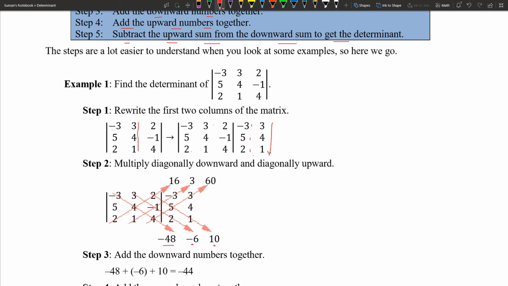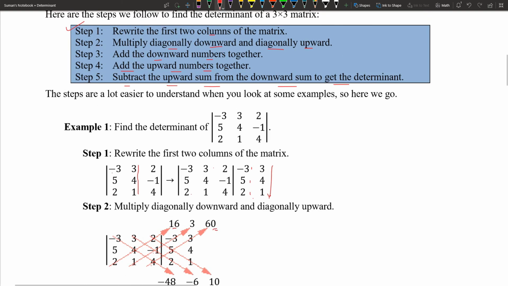Then diagonally upward, starting from the bottom left-hand side. 2, 4, 2, that is 16. Then 1, minus 1, minus 3: that means 1 into minus 1, minus 1 into minus 3, is 3. Then 4, 5, 3, that is 60.